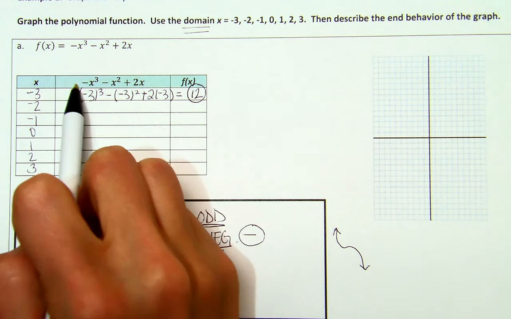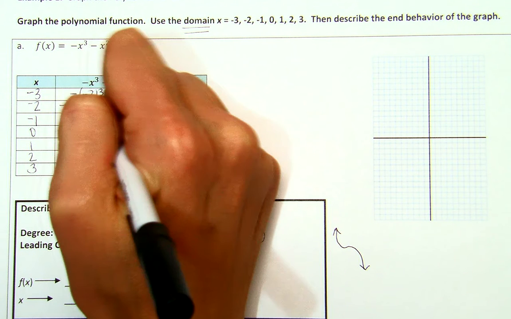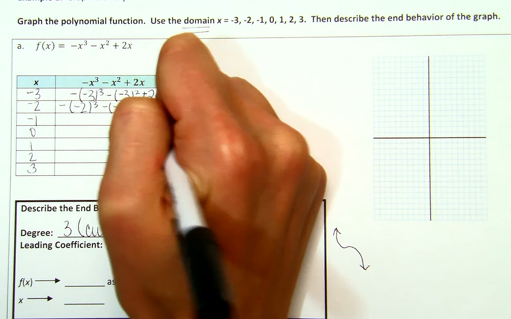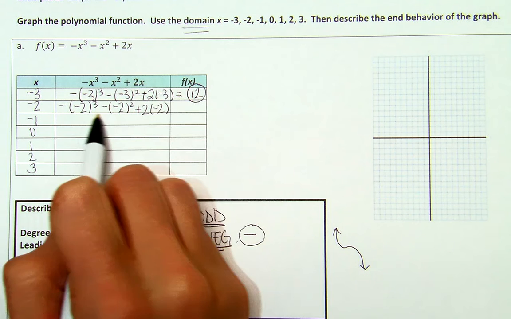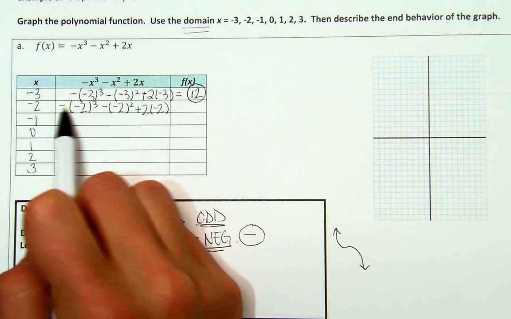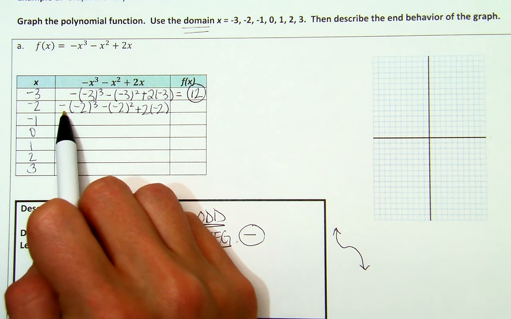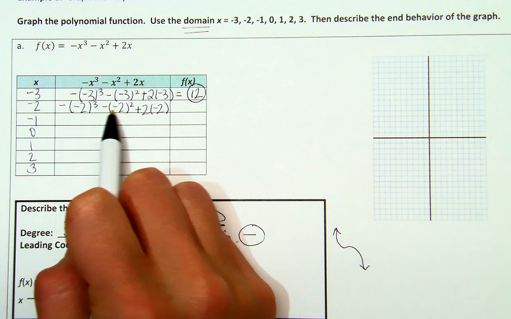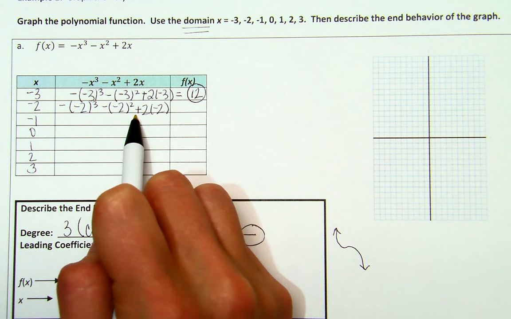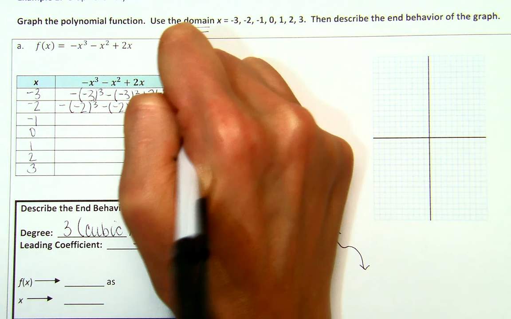If I plug -2 all the way in, I get -2 cubed minus -2 squared plus 2 times -2. If I crunch that into my calculator, I get -8, so I get a +8 actually here, minus 4, because this ends up being a +4, so -4, plus this ends up giving me a -4. So if I plug all that in, I should get 0 for that value.